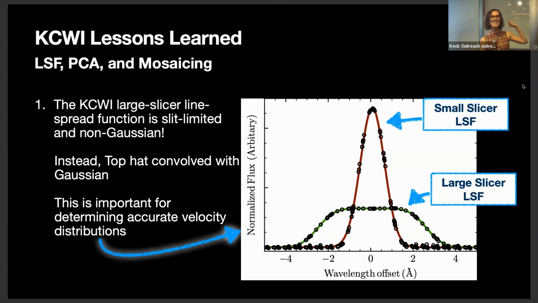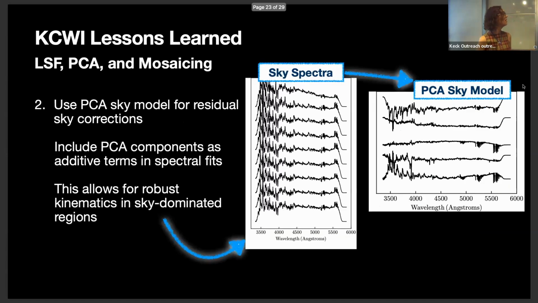One thing was that the line spread function of the large slicer configuration of KCWI is slit limited. So instead of being sort of a Gaussian thing like we have for the small slicer, it's flattened on the top, and you can treat it as a convolution of a top hat and a Gaussian. This turns out to be really important because what we actually observe in these absorption lines is the convolution of what's happening in the instrument and what's happening in the galaxy. So really characterizing this well is important for getting robust results.